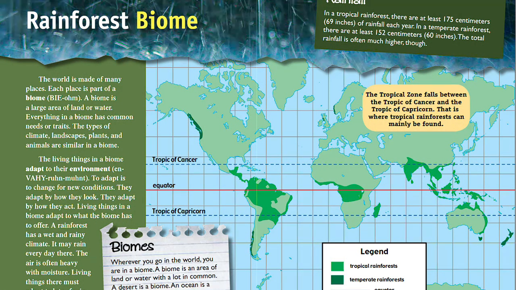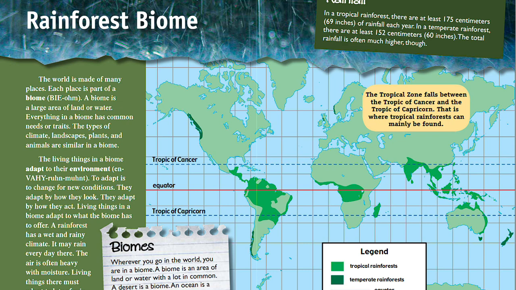Rainforest biome. The world is made of many places. Each place is part of a biome. A biome is a large area of land or water. Everything in a biome has common needs or traits. The types of climate, landscapes, plants, and animals are similar in a biome. The living things in a biome adapt to their environment. To adapt is to change for new conditions. They adapt by how they look. They adapt by how they act. Living things in a biome adapt to what the biome has to offer.